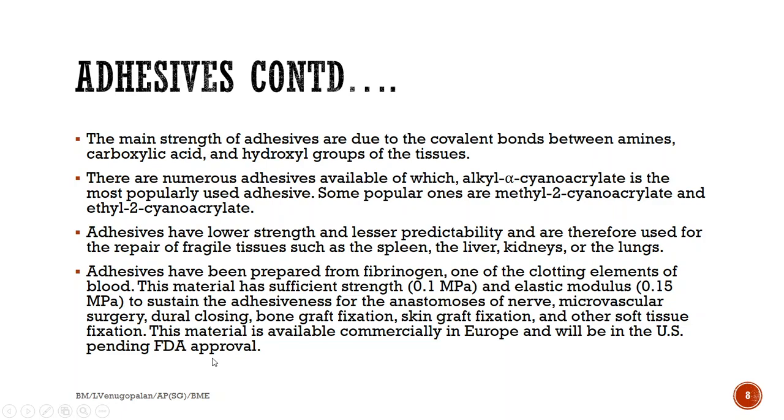Adhesives have also been prepared from fibrinogen, which is one of the clotting elements of the blood. We all know blood proteins. This material has sufficient strength and elastic modulus to sustain the adhesiveness for anastomosing nerves, microvascular surgery, dural closing, bone graft fixing, skin graft fixation and other soft tissue fixation. So adhesives made from fibrinogen are strong enough to stick together a nerve, small blood vessels, the dura mater, bone graft, skin graft, and so on.